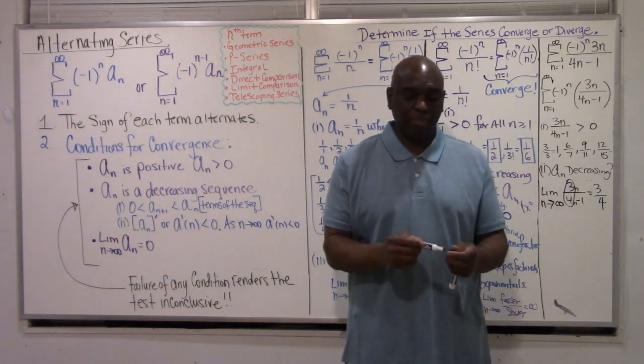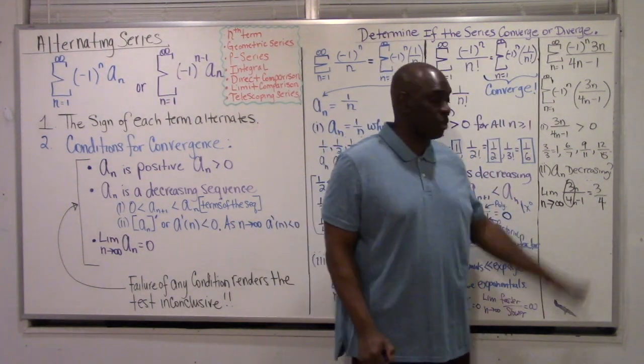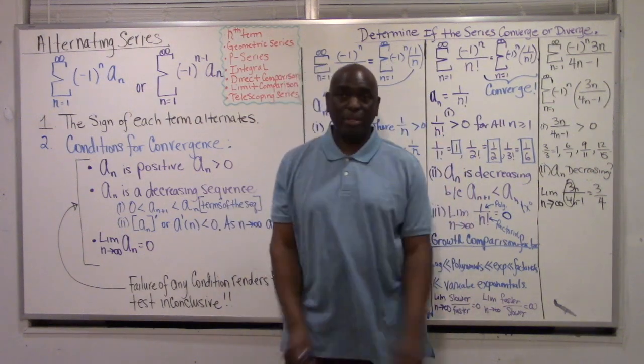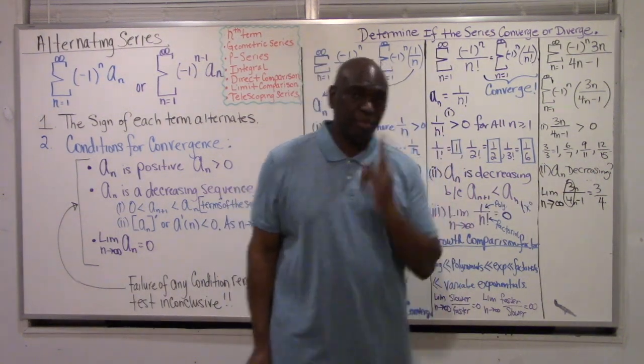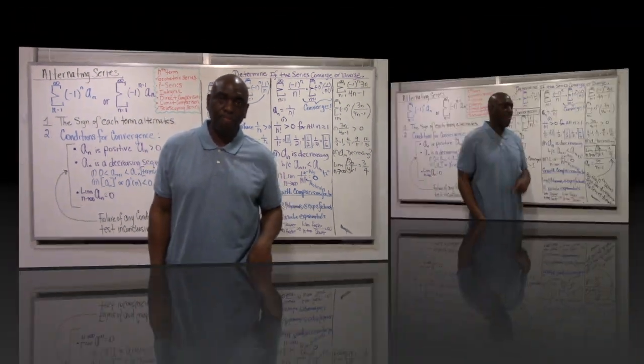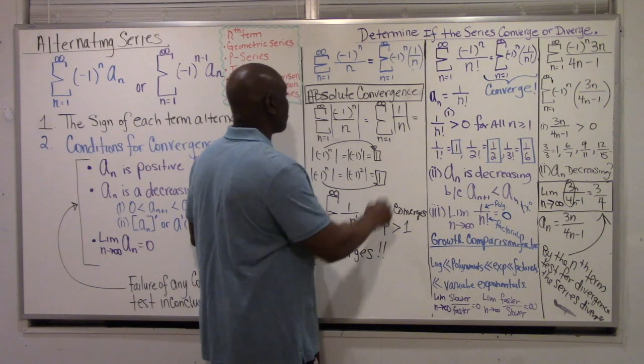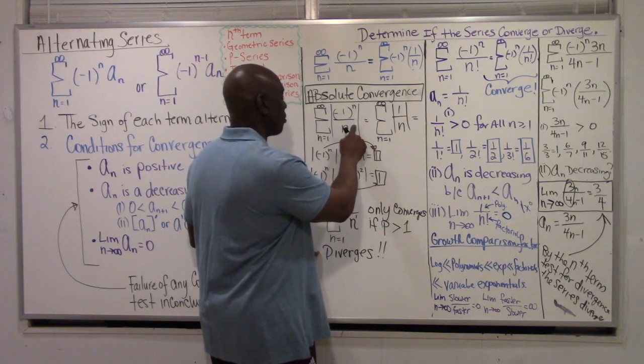Uh-oh, we have a problem, because that's not equal to 0. It says the limit has to equal 0. That limit is not equal to 0, which means the test is inconclusive. Absolute convergence does not mean that this series right here diverges.